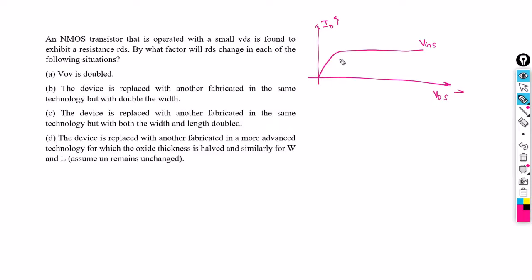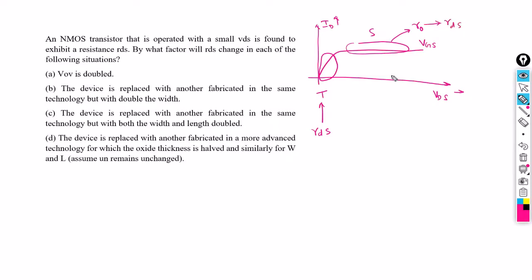So there are two resistances associated with triode and saturation region of any MOSFET transistor. This particular region is called as triode region for NMOS transistor, and this particular part of characteristic is called as saturation region or saturation characteristic of NMOS transistor. So generally resistance associated with triode region is denoted by RDS, and resistance associated with saturation region is denoted by R0. But in many books this R0 is generally denoted by RDS also.